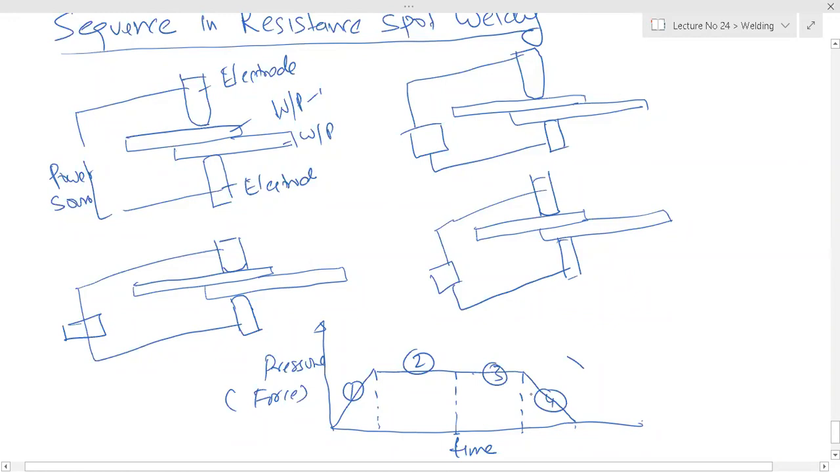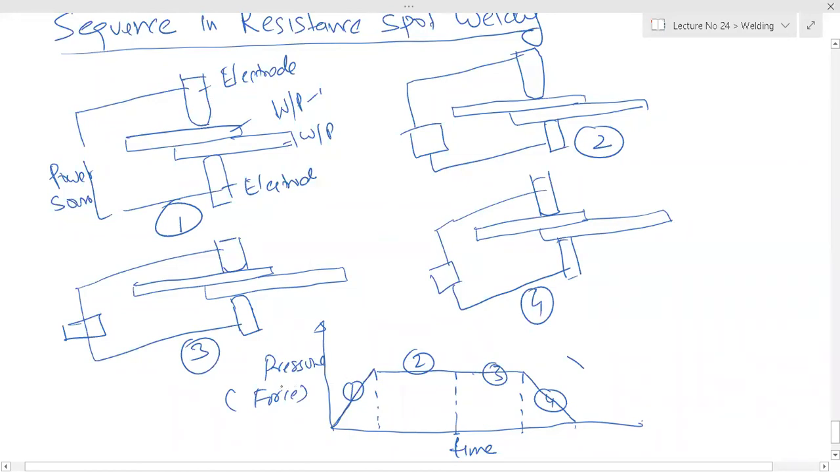Okay, fine. So what we do, we apply pressure first. This is the first process, process 1. Then this is 2, and this is 3, this is 4. So first we applied pressure. So this will increase, right? And this is the pressure.